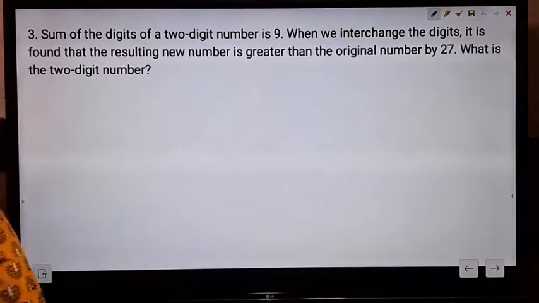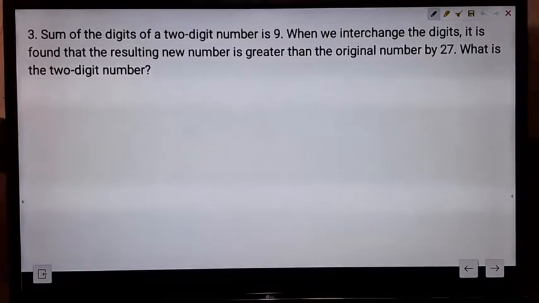Sum of the digits of a two-digit number is 9. When we interchange the digits, it is found that the new number is greater than the original number by 27. What is the two-digit number?